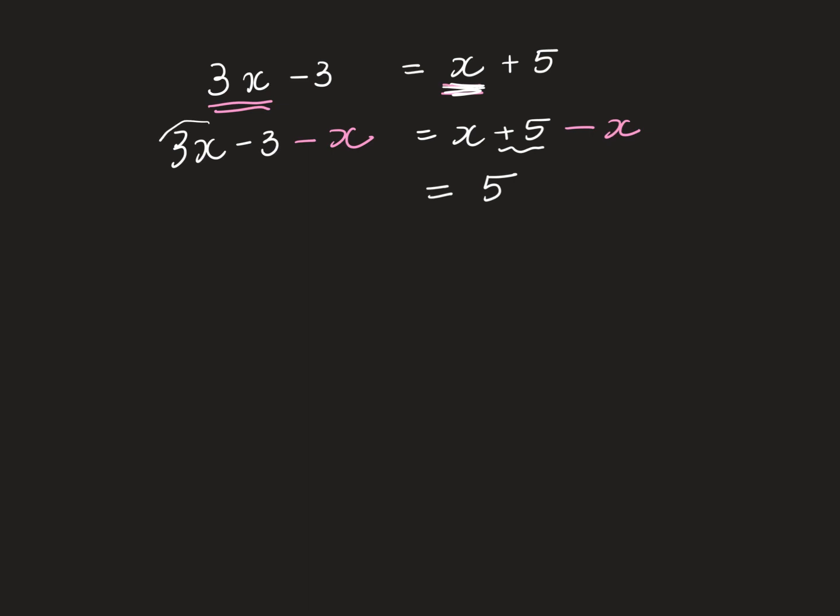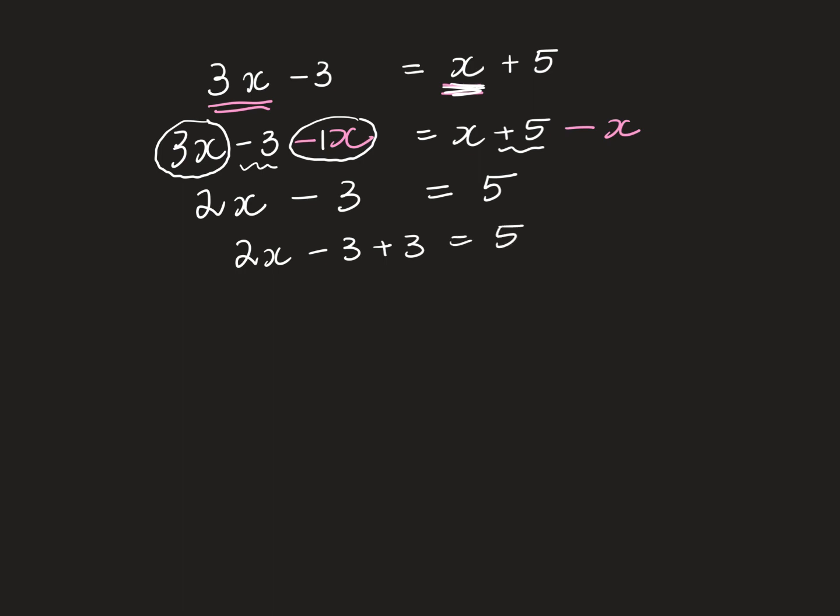What have I got over here? I'm going to collect like terms. I've got 3x minus x. I've got 3 of them and I'm taking away one of them. 3x minus 1x leaves me with 2x. I've still got this minus 3 here. 2x minus 3 is equal to 5. And then I can just solve that like I would normally solve it. X is equal to 4.